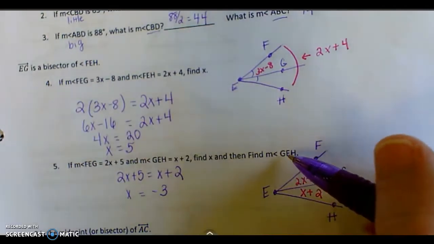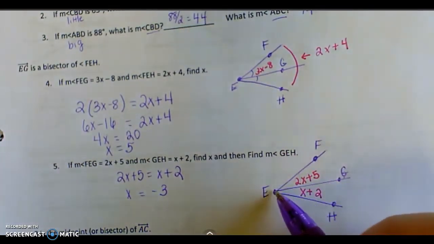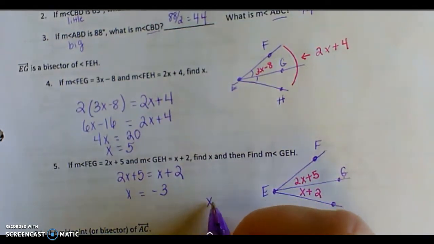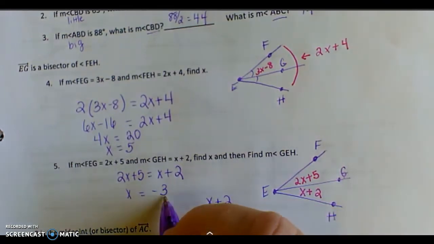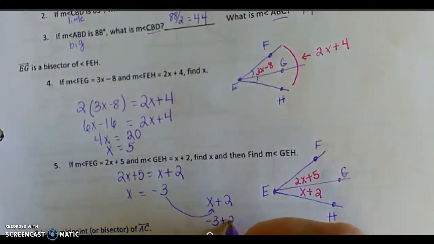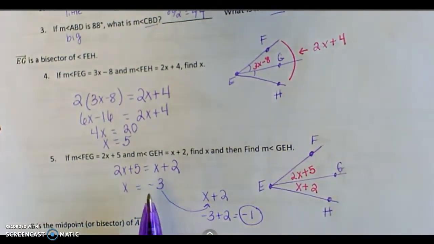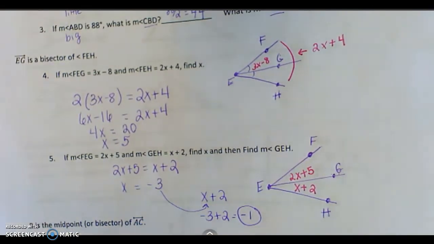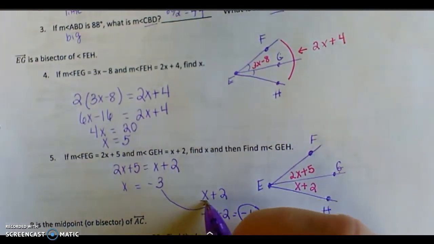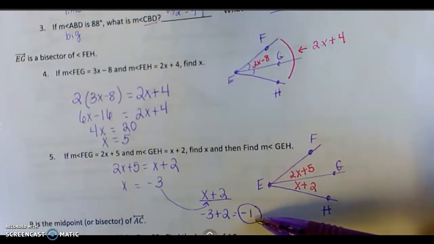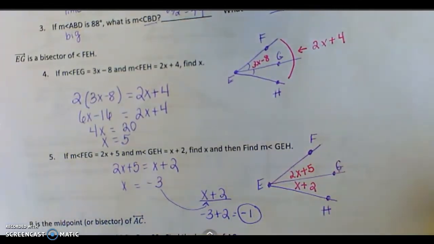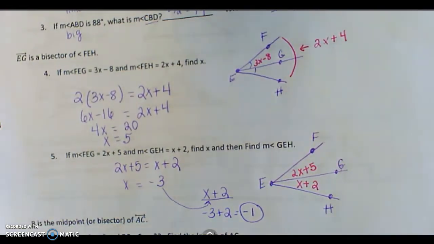Now, it says to find GEH. GEH is this angle right here. So I'm going to take x. It says x plus 2. I'm going to put the -3 in the x place. And it looks like I made up a very bad problem because an angle can't be negative. It's okay for x to be negative, but the angle can't be negative. But that is the process about how you do what you're doing. You shouldn't get a negative angle. I just made up a bad problem there. But that's the process that you would use to solve it. Alright, we're going to look at some other types of bisectors.